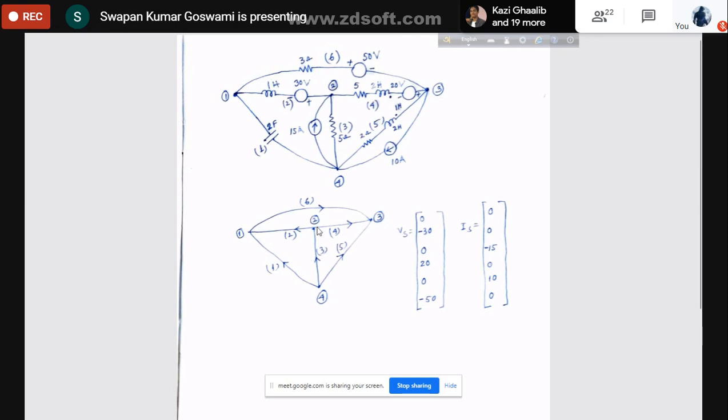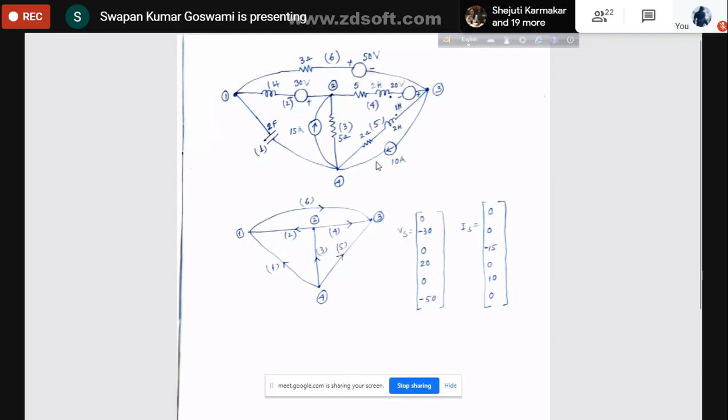Therefore, through the internal impedance, because of this source, current should flow from terminal or node 2 to node 4, but the direction assigned here is from 4 to 2. That's why it will be a negative source, so minus 15 volt. Okay. Third element, current source is minus 15 ampere.